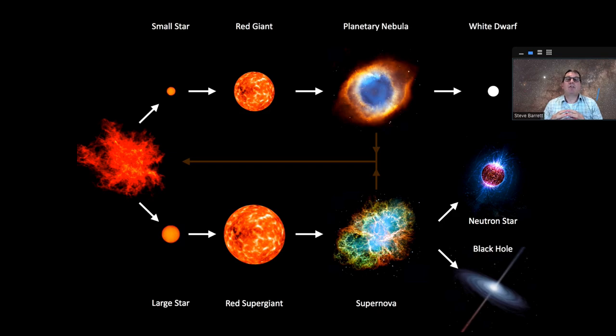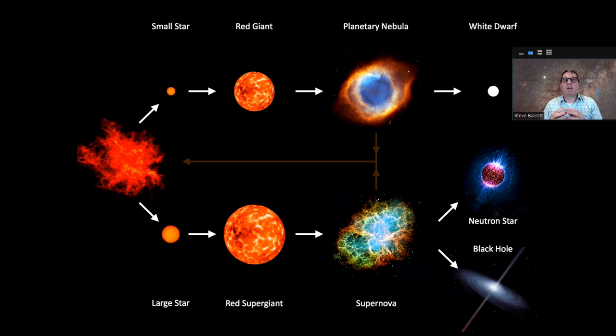And if the original star was massive enough, then the compression of the core can compress so much matter into such a small volume that the gravity is so strong, not even light can escape. And that object in the bottom right-hand corner there is what we call a black hole.